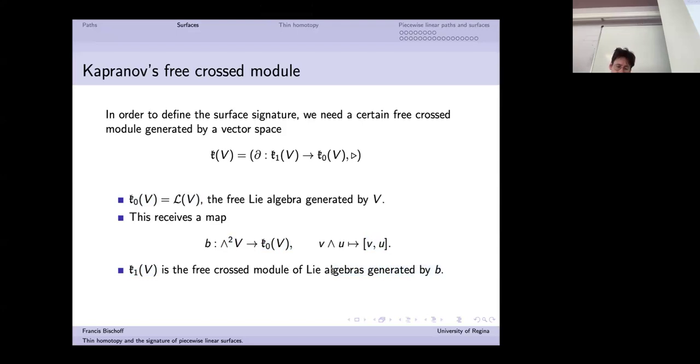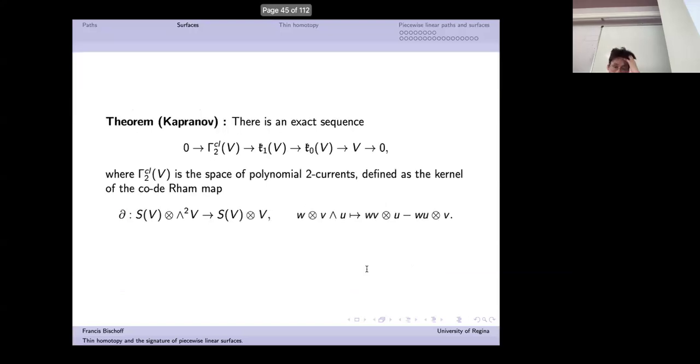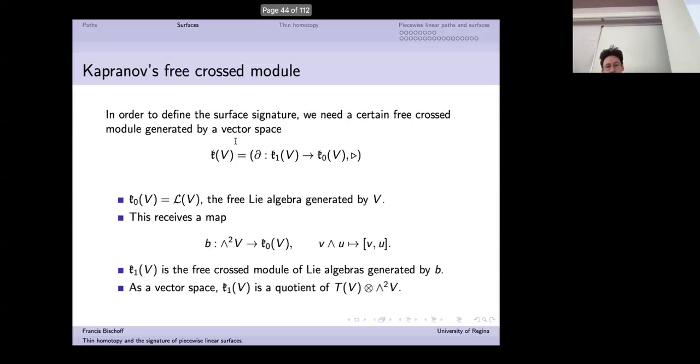I won't tell you what it is in detail, but as a vector space, it's essentially a quotient of the tensor algebra of V tensored with wedge 2 of V. What's more interesting is the following theorem of Kapranov, that you have an exact sequence. He computes the cohomology of this crossed module. So in degree 0, you just get the vector space V. Sorry, it was a bit fast. So K1V is the free crossed module.